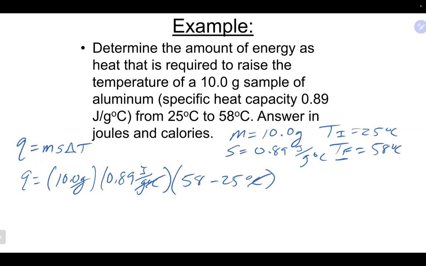And that will leave you just joules left over when it's all said and done there. So we do a little 58 minus 25, gets us 33 times 0.89 times 10. Gives us 293.7 joules. In terms of sig figs here, we did subtraction probably first, which means we should go to a whole number, which was 33.